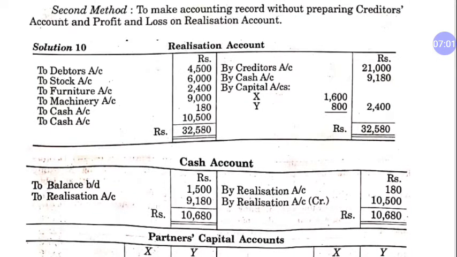So dear students, realization is the same as previous. All assets are transferred to the debit side and liabilities to the credit side, and we realized cash 9,180, and we paid realization expenses 180. We have an available cash balance for payment to the creditor, which is 10,500, and the remaining balance of the realization account will be transferred into partners' capital, it is 2,400, divided into their profit and loss sharing ratio.